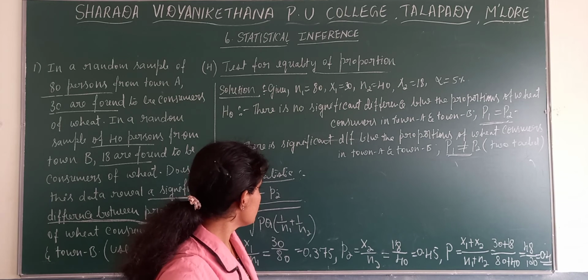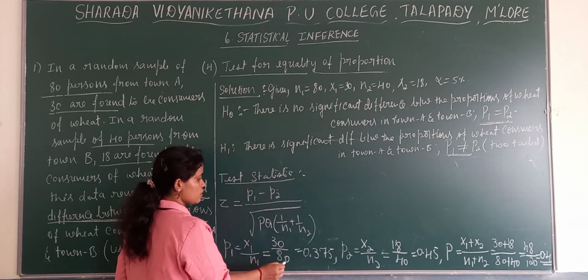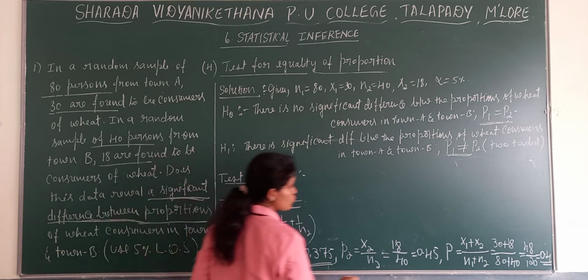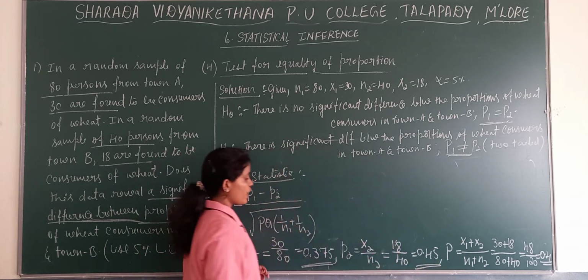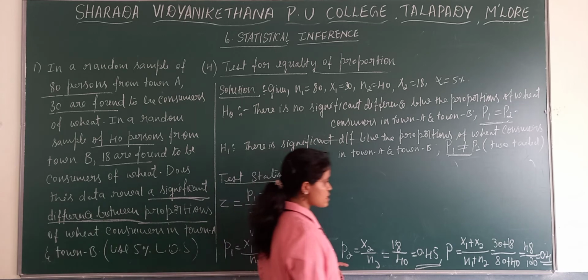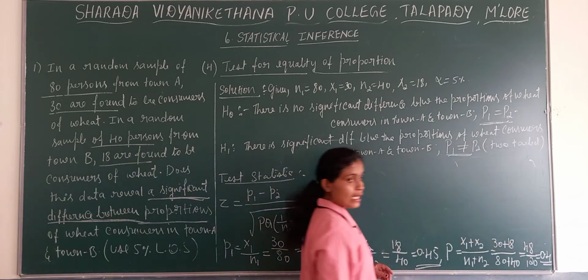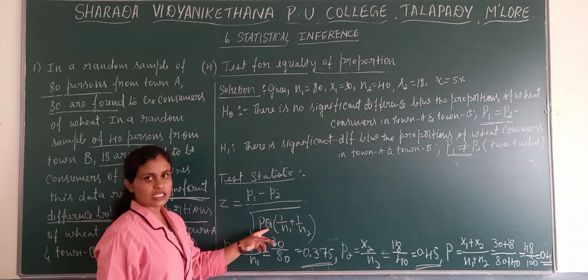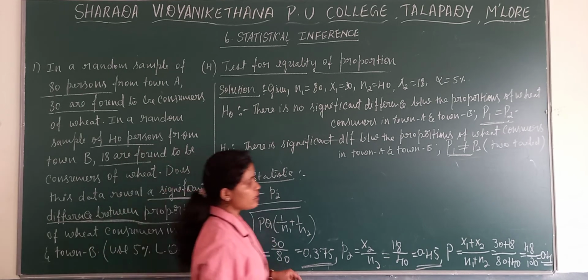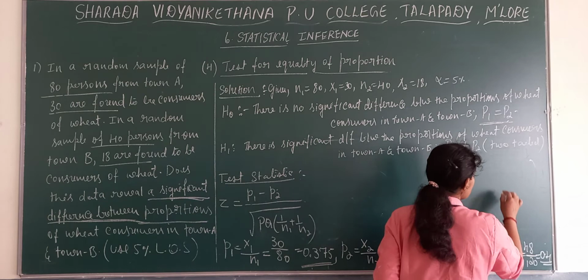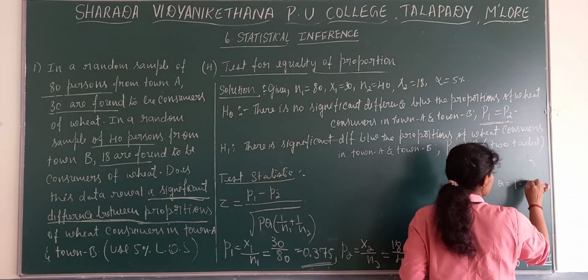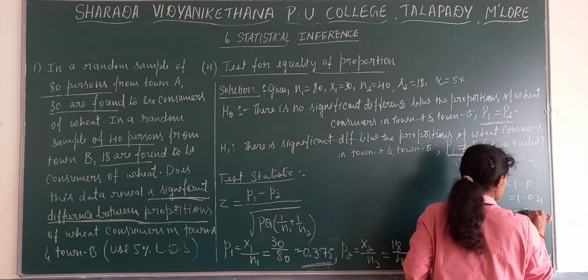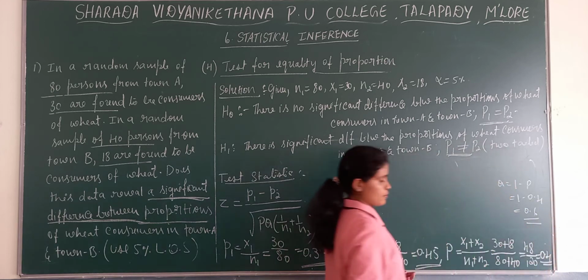Now we got P1 as 0.375 and P2 as 0.45 and this P as 0.4. If we get P as 0.4, then what is Q? Q is 0.6, that is 1 minus P. How to find out Q? Q is equal to 1 minus P. 1 minus 0.4, so Q is equal to 0.6.